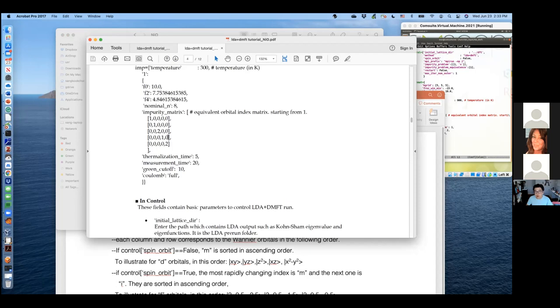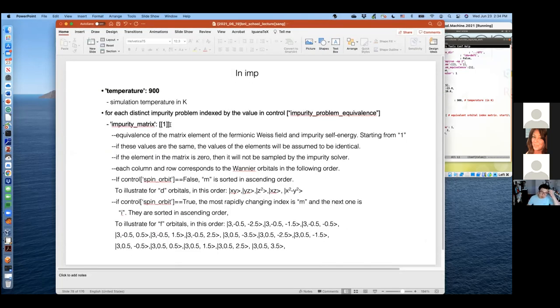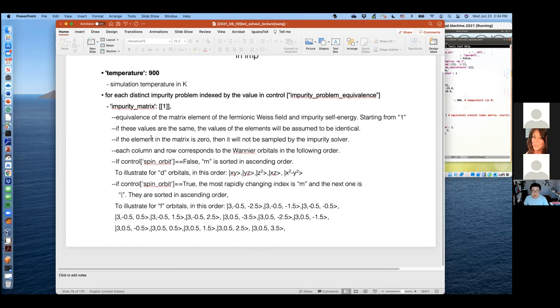If the number is the same, they are equivalent. And we treat the T2g orbitals the same, and we will treat the Eg orbitals the same. And if we put 0, it means that we will neglect that component. So in this way, we can treat the impurity orbital equivalence. But if you don't like this kind of idea, and if you don't worry about it, then you can just neglect this key. And the code will just set it up for you.